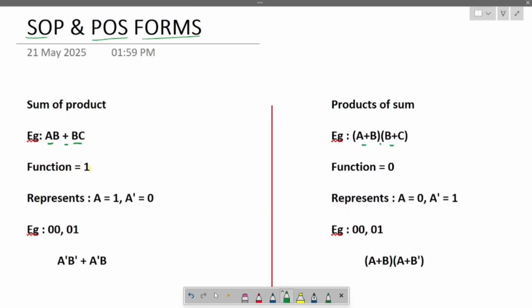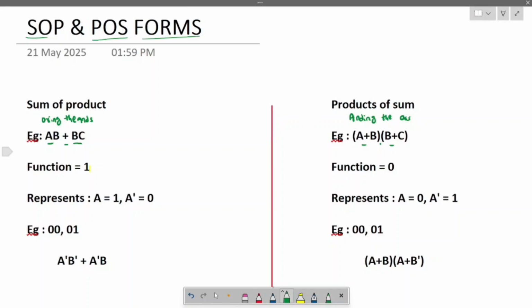Means in digital we are going to write in the form of ANDs, and sums are ORs. Anding the ORs. Products is nothing but anding, sum is nothing but oring: anding the ORs, oring the ANDs. Name it anything, the concept is simple, SOP and POS.